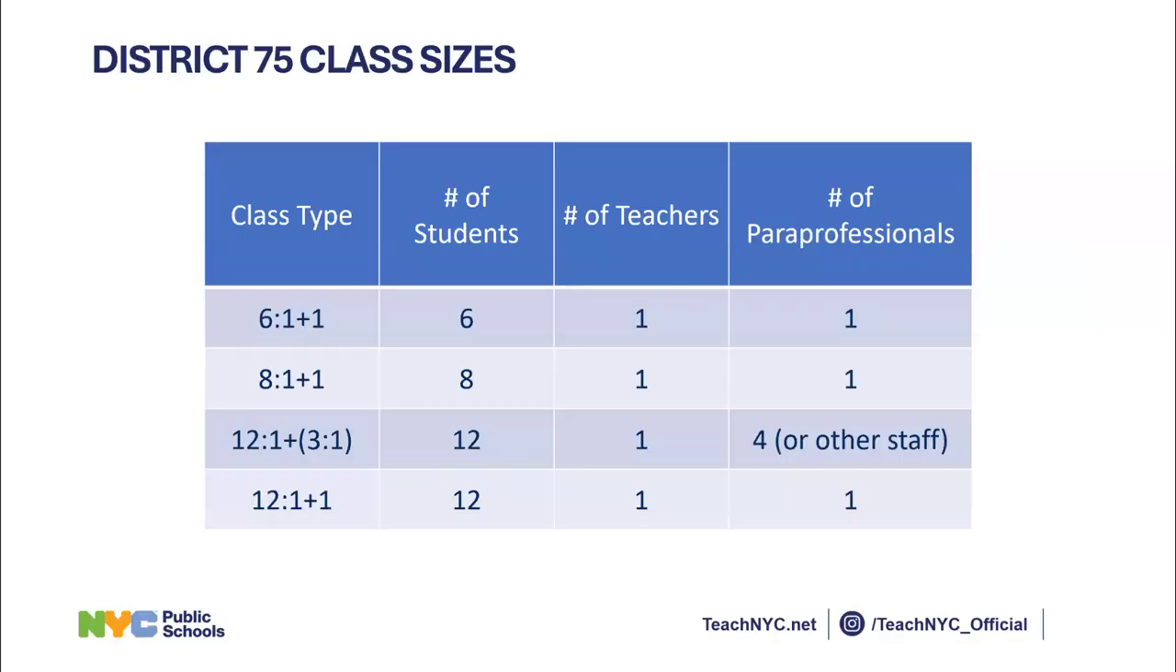So there are different class sizes in District 75 programs. This table shows you the number of students, teachers, and paraprofessionals in each class type. Students are assigned to a class type based on their IEP. As an example, an 8-1-1 class contains 8 students, 1 teacher, and 1 paraprofessional. And on the next few slides, we'll talk through what the teacher experience may be like in each of these settings.